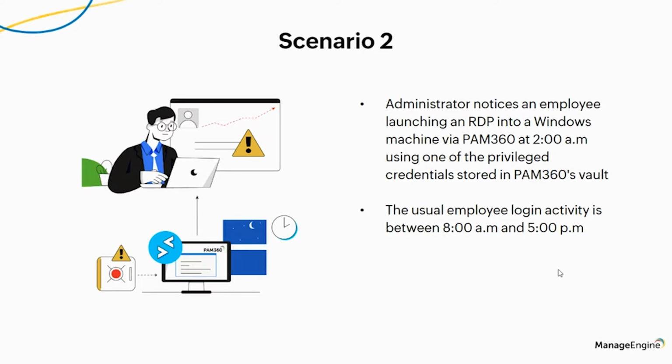Somebody really needed access to that machine at 2 a.m., or somebody is trying to get into the system because they've gone rogue. So regardless of the situation, PAM's integration with business intelligence solution will help you in gaining that visibility of anomaly detection.